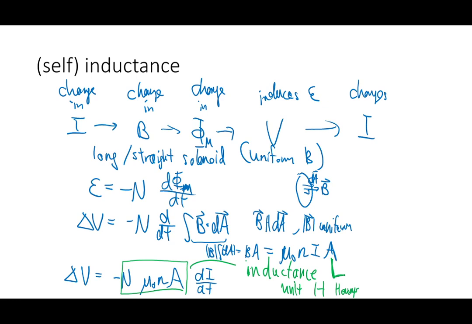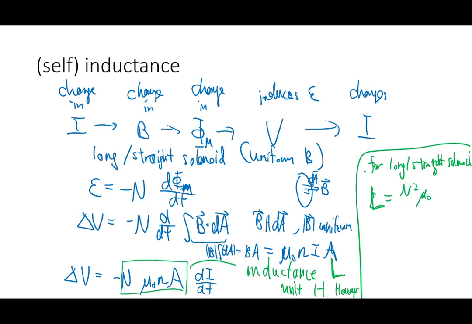And so basically the expression for a long straight solenoid is L is equal to... notice how we have big N and little n, so we choose one or the other. If you use big N, which is the total number of loops, you get N squared mu naught A over, let's say, the length l, just to not mix up big L and little l.